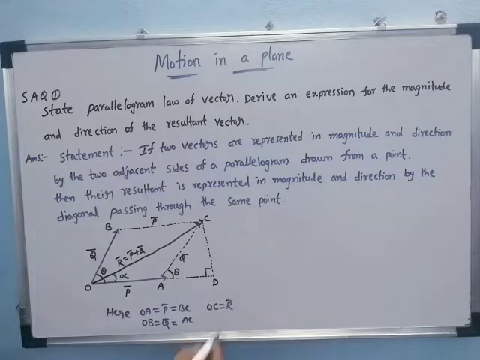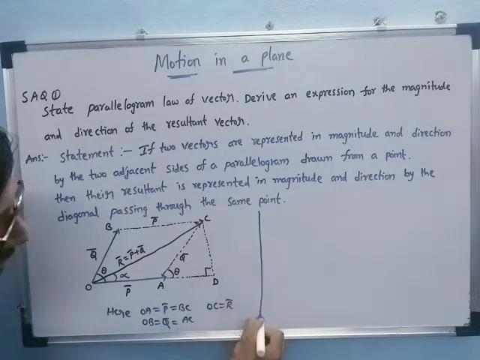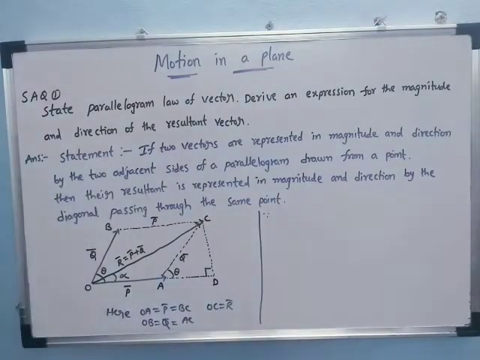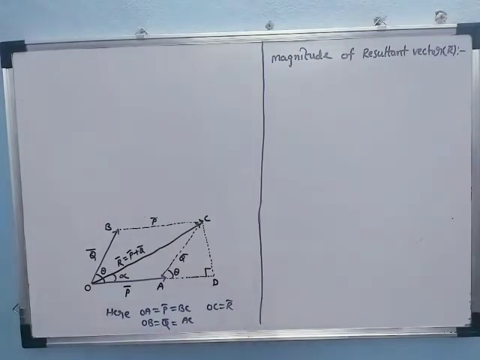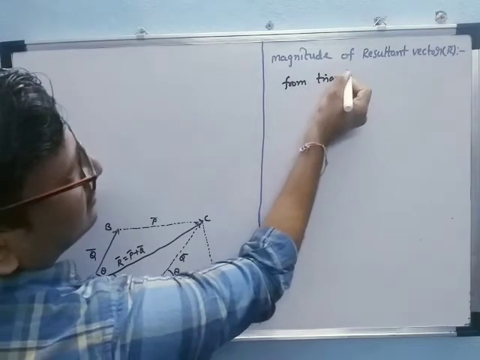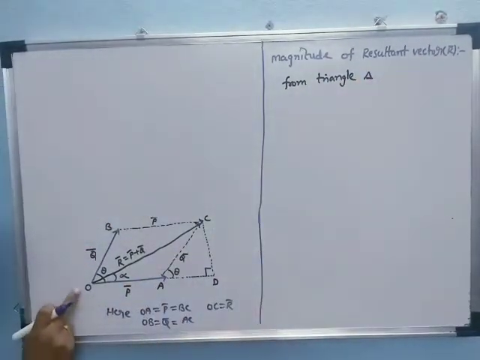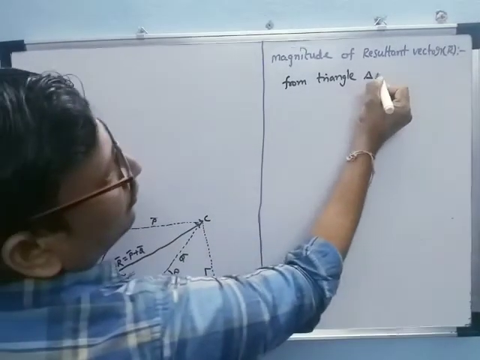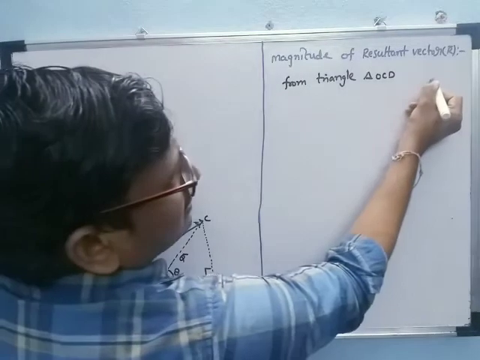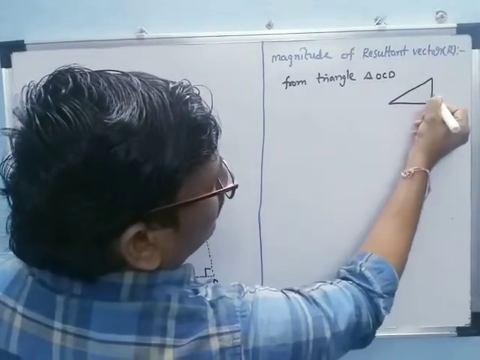Therefore, first of all, we can find the magnitude of the resultant vector from the triangle. Which triangle is taken here? OCD. Apply the Pythagoras rule. What is the Pythagoras rule? Side square plus side square is equal to hypotenuse square.